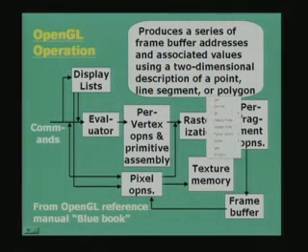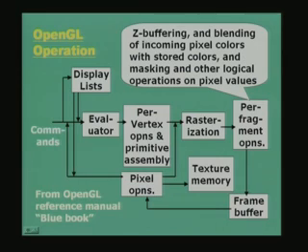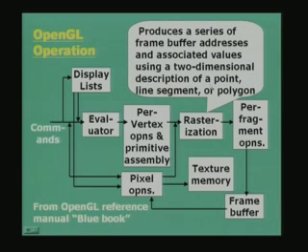Here we are discussing rasterization, and the per fragment operation does the concepts of Z buffering and blending of incoming pixel colors with stored colors, and masking and other logical operations on pixel values. Rasterization, we had seen, produces a series of frame buffer addresses and associated values using a 2-dimensional description of a point, line segment and polygon.